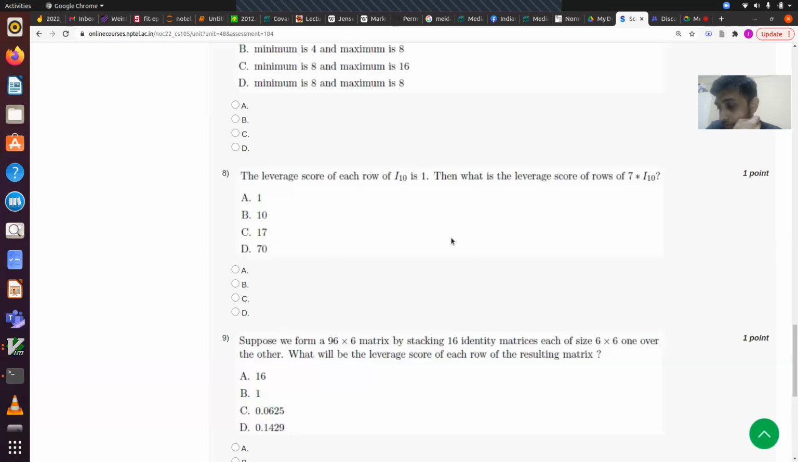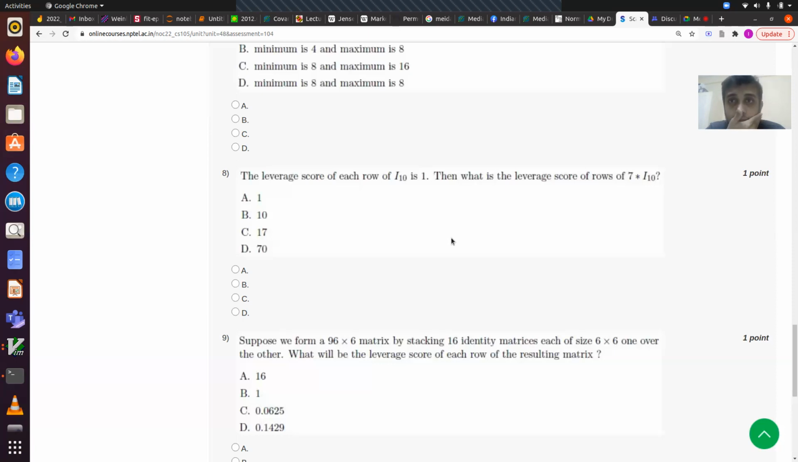Sir, one question is there. In question number 8, the leverage score of each row of I10 is 1. So the norm will be root over 10, I got that. The norm will be root over 10. Okay sir, 1 by square root of 10. Sir, norm is root 10, because x square plus y square, the root of that I will be able to do.